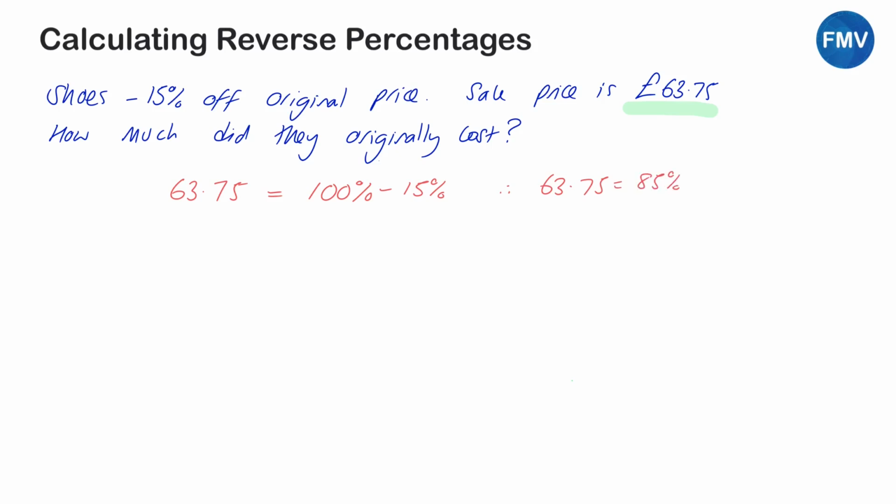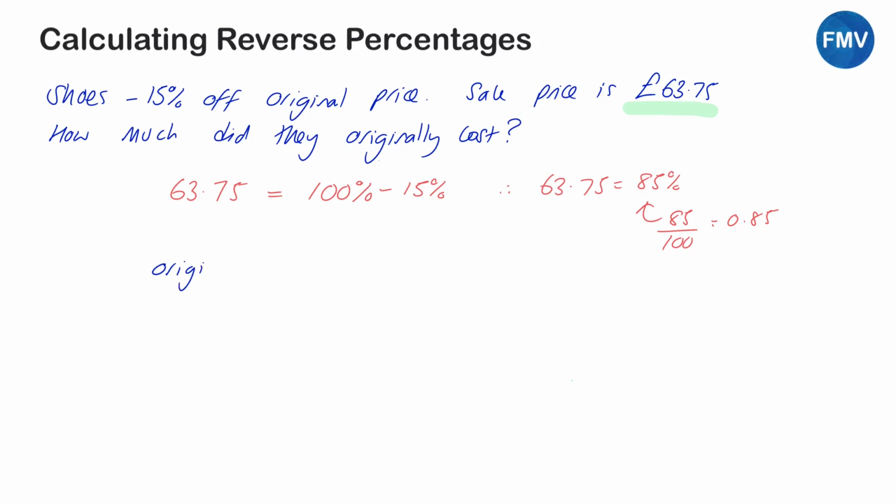So if you've watched the previous videos, you'll remember that we did a lot of multipliers. So what we do here is we find the multiplier for 85%. Well, 85% is 85 out of 100, and that gives you 0.85, and that's our multiplier. So we need to know if we're multiplying by 0.85 or dividing by 0.85.